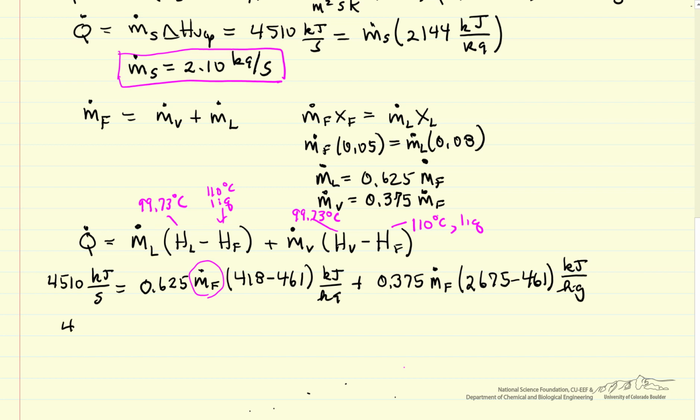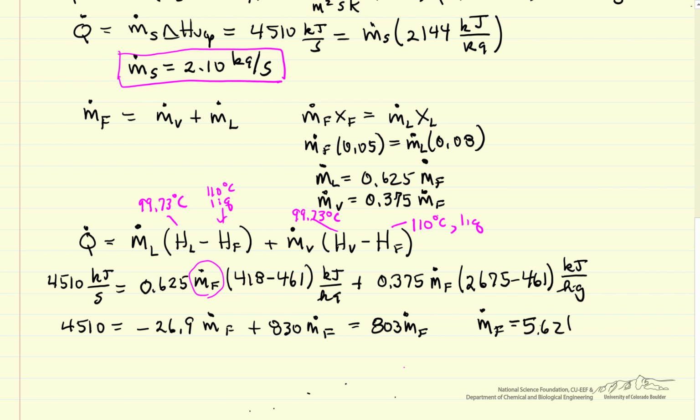So 4510 is going to be equal to minus, because we're bringing in the liquid at a higher temperature than it's leaving, and then this term is plus the mass flow rate of the feed. So that means we can solve for the mass flow rate of the feed. Let me add these together first. And so then the mass flow rate of the feed is 5.62 kilograms per second. Again, that's one of the values we wanted to determine.